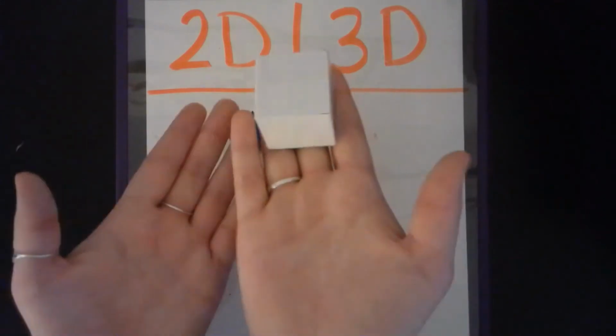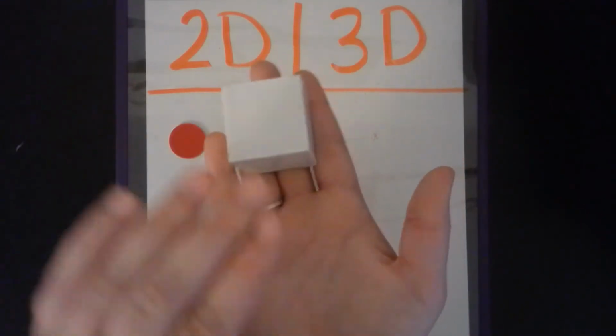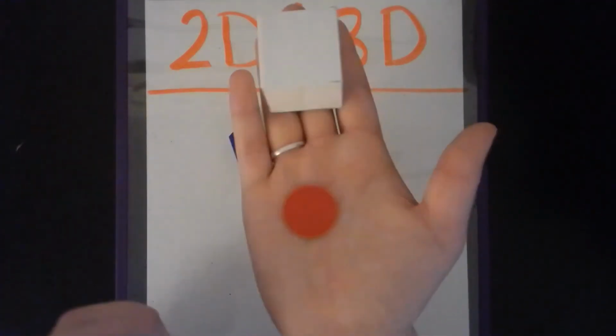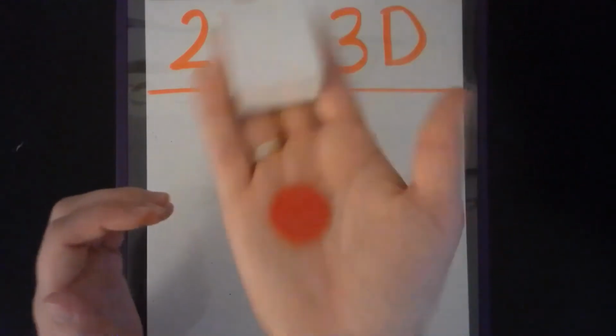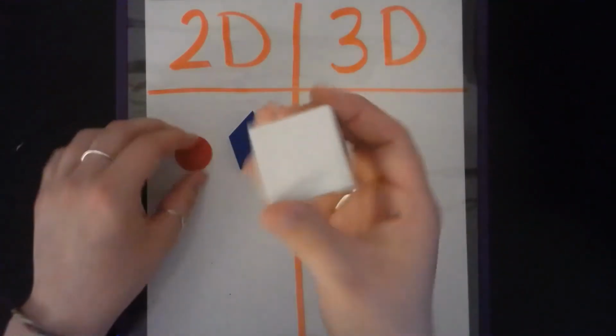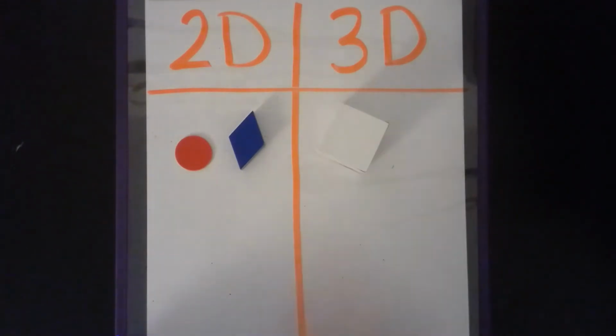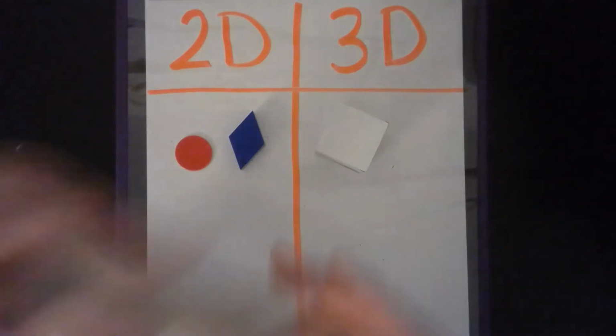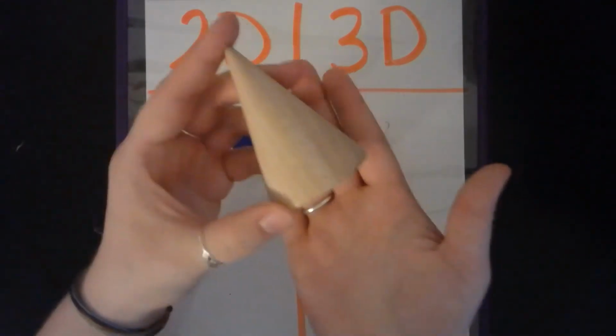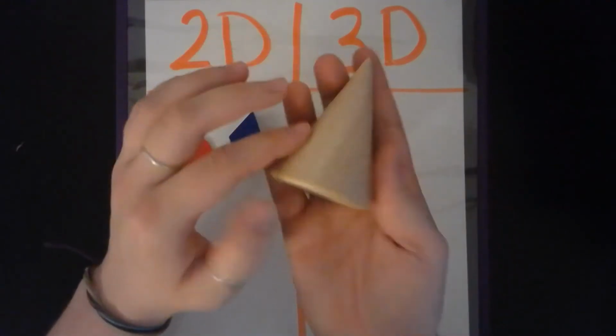And it kind of pops up. It pops off of my hand, unlike the circle, which doesn't really pop off of my hand. So a cube is a 3D shape. So we're going to put it under the 3D column. Our next shape is going to be this. What shape is this?